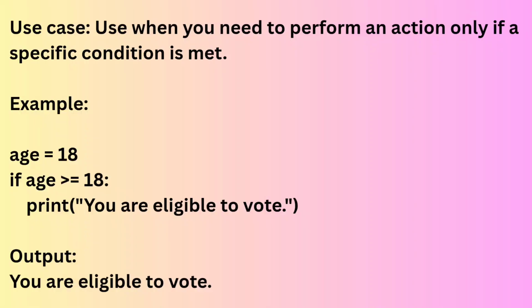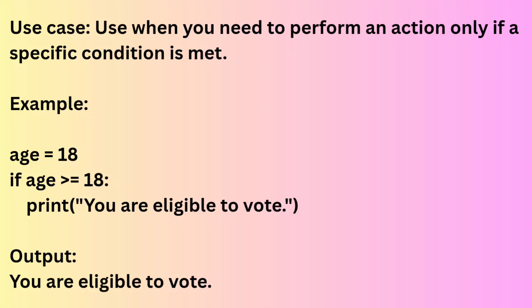It is used when you need to perform an action only if a specific condition is met. Here is the basic example. In this example, the condition age greater than or equal to 18 is true, so the print statement executes. If age were say 16, nothing would be printed.